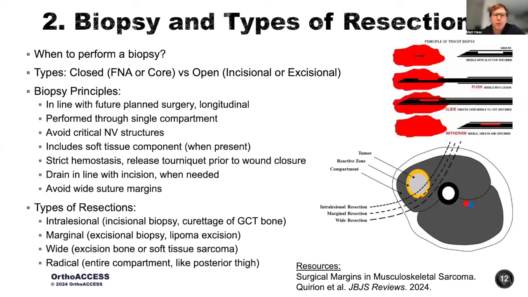Marginal is kind of going through the pseudocapsule of the tumor. That could be an excisional biopsy, like I talked about before, or a lipoma, for example, a benign soft tissue tumor that needs to be removed for one reason or another, and you take it out in a marginal fashion. Wide is when you take out a tumor and you never really see the tumor. So your resection margin is through normal tissue, and the tumor is all contained and surrounded by normal tissue. So for a soft tissue sarcoma, we would go through the surrounding muscle and again, try not to ever see the tumor itself. Radical means excising the entire compartment, like removing the entire posterior thigh.